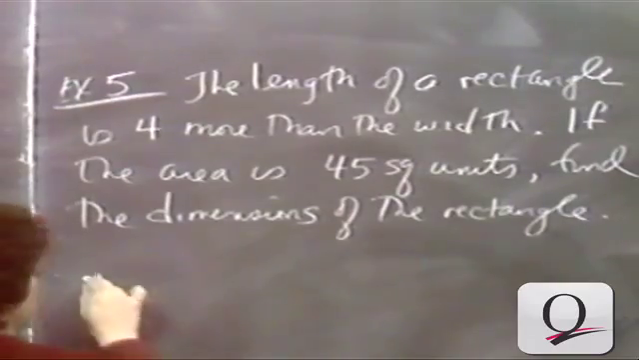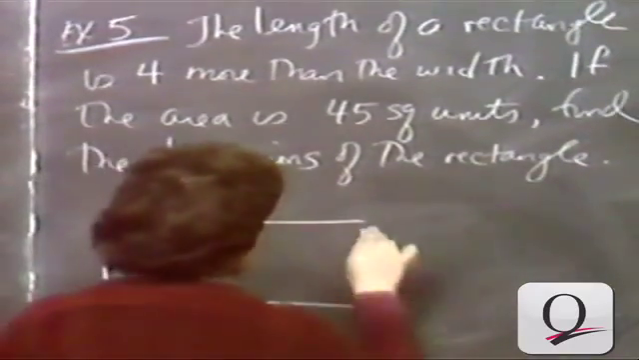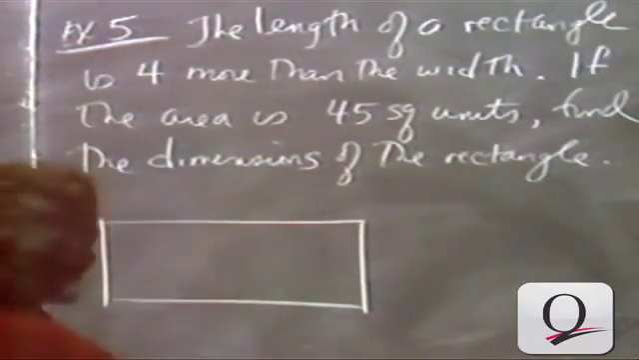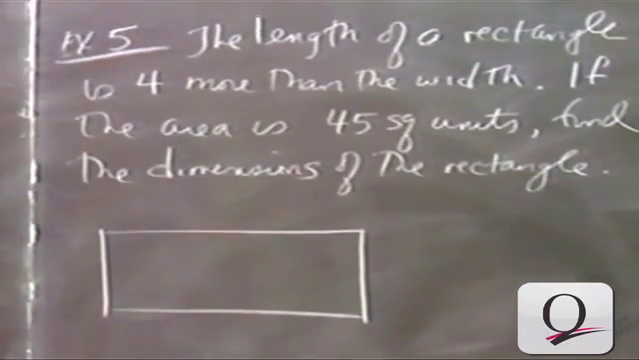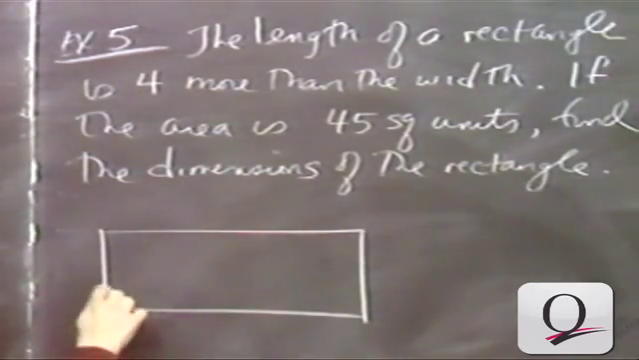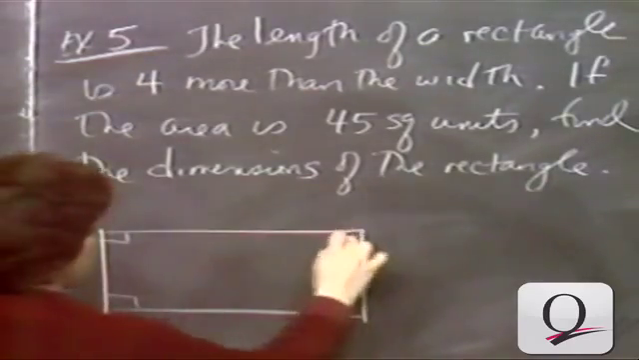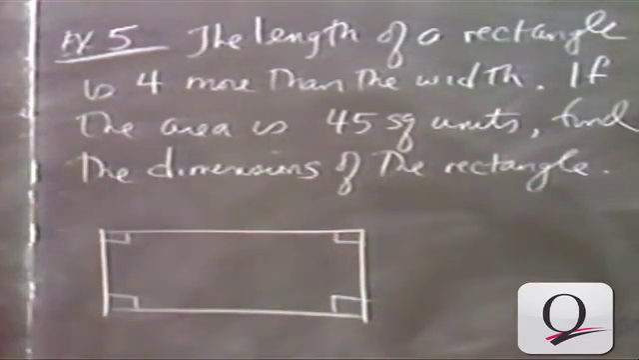Okay, so we're starting with a rectangle. We have a quadrilateral here. The opposite sides are equal in length, and we have the 4 right angles. So we have our rectangle.